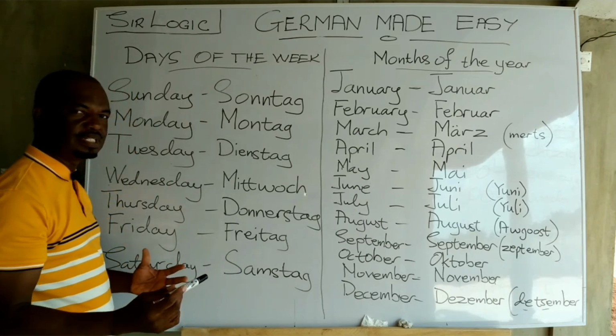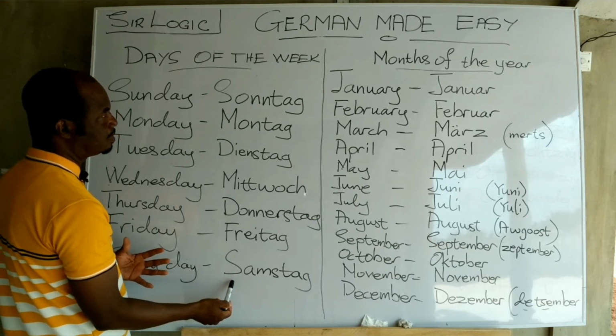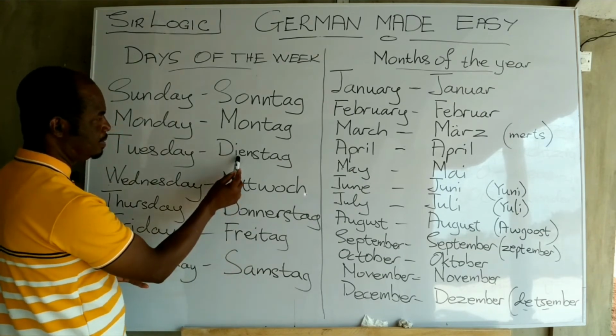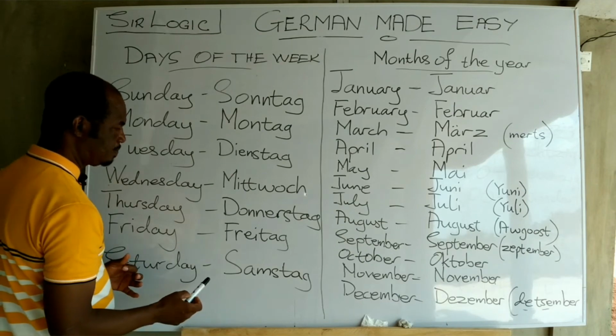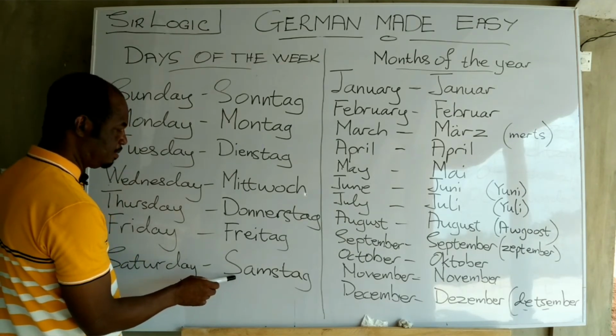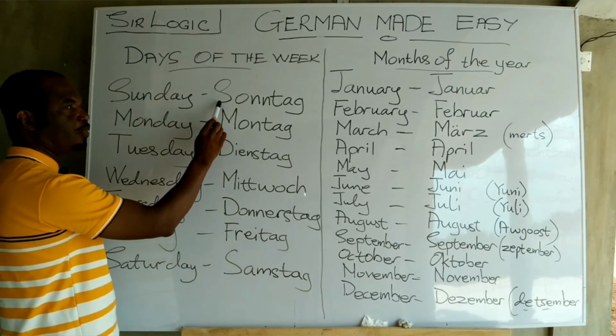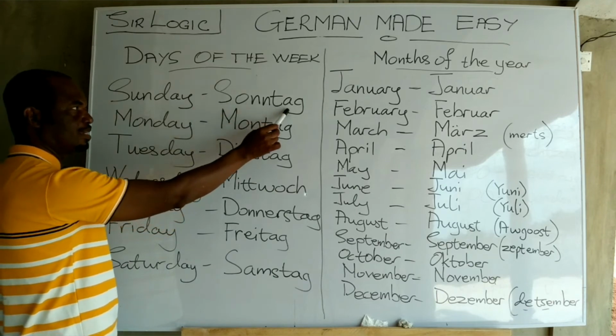Now you are a bit acquainted with the pronunciation of S and certain words. So S is pronounced Z, you should bear that in mind. So let's go once again. This is Z, so how would it be pronounced? Sonntag.